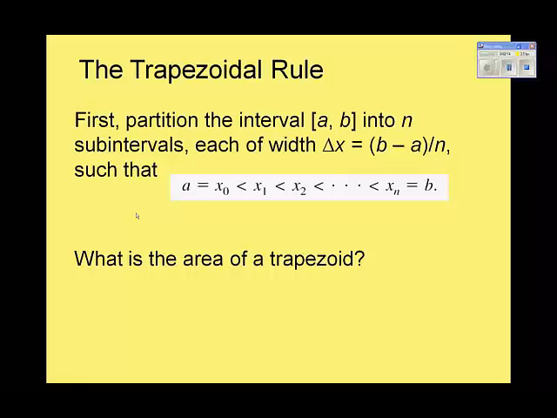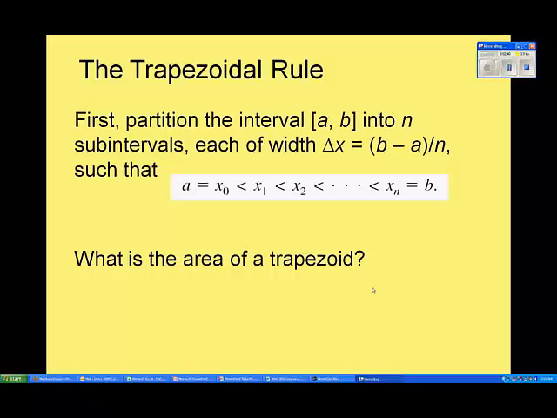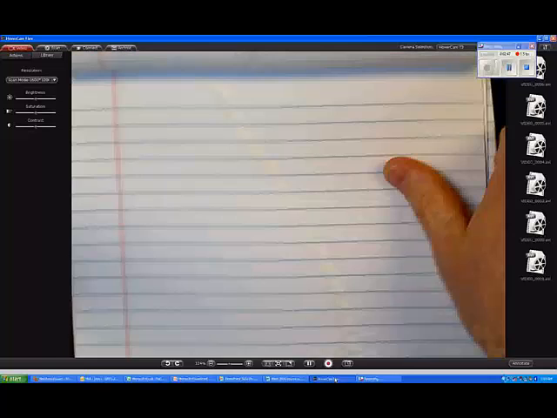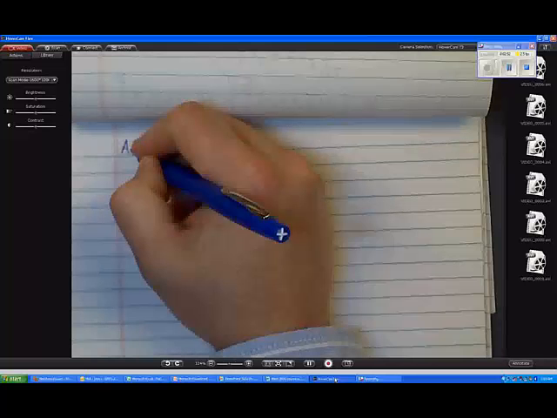Okay? Now, how does it work? Hey, this is the old game, right? Partition the closed interval into n subintervals, each of width delta x, b minus a over n. That's what we've been doing the entire chapter. Oh yeah, what's the area of a trapezoid? You guys know that one? Oh yeah. You're pretty much there, right? Area of a trapezoid equals.